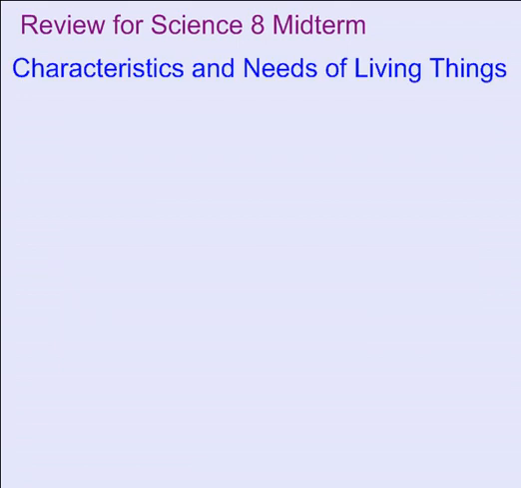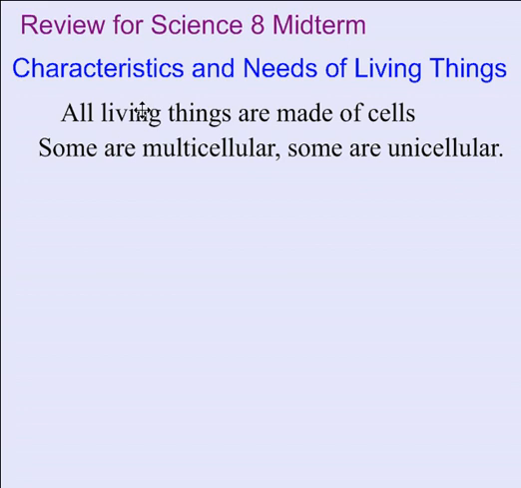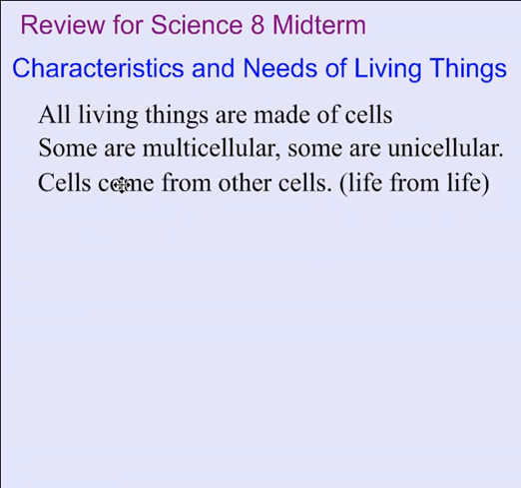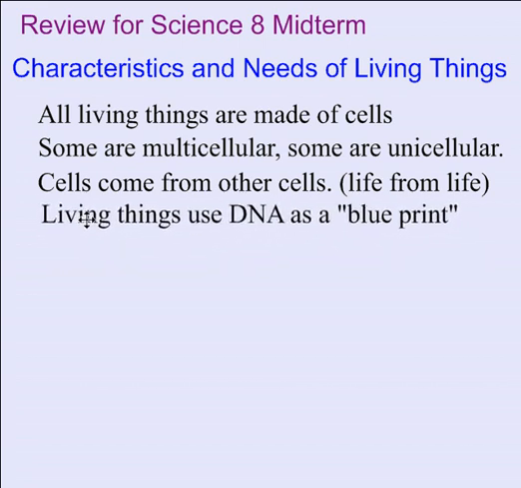Okay, let's review some things that we should remember about life. These are characteristics and needs of living things. First of all, living things are made of cells. Some are multicellular, some are unicellular. Unicellular means they only have one cell. Cells come from other cells. Life comes from life. There's no such thing as spontaneous generation where life springs up from non-living matter. Life always comes from life.